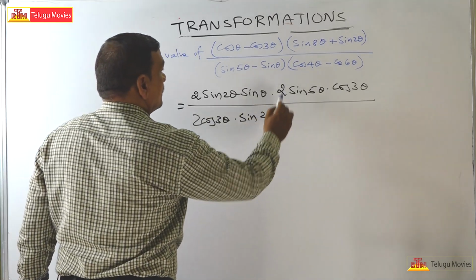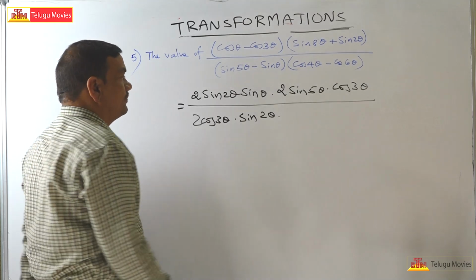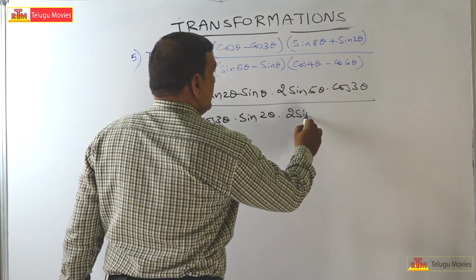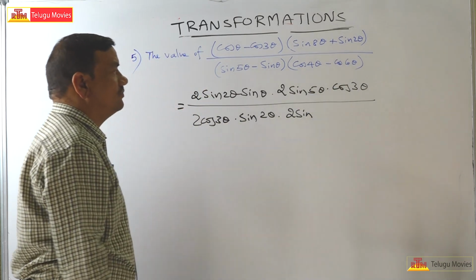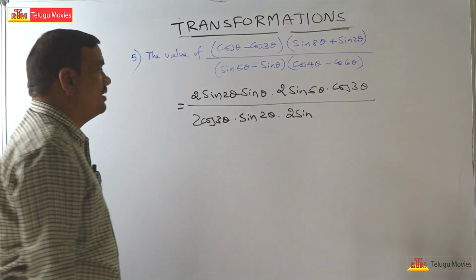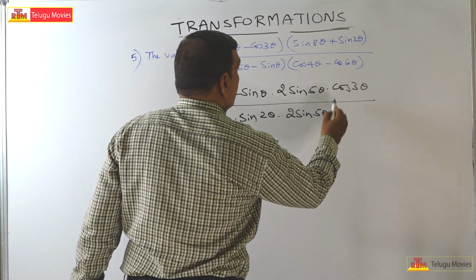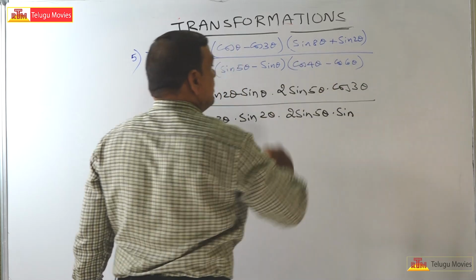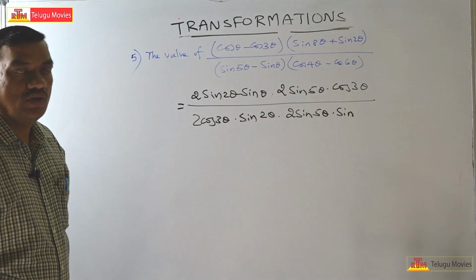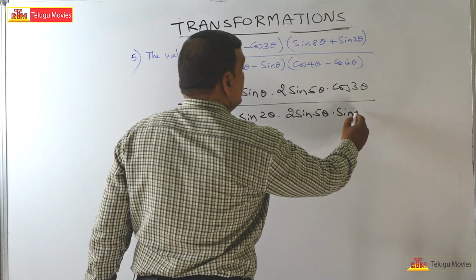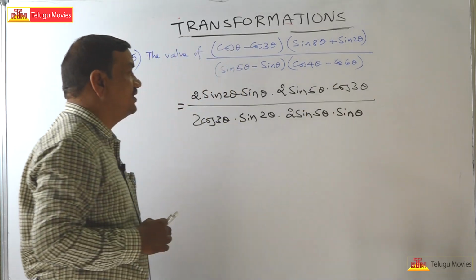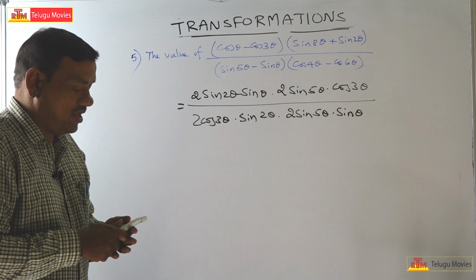2θ. cos C minus cos D: 2 sin((4θ+6θ)/2), how much? 10θ, that means 5θ, into sin((6θ−4θ)/2), that is sin θ. That is the thing we got. That means I applied the formulas.